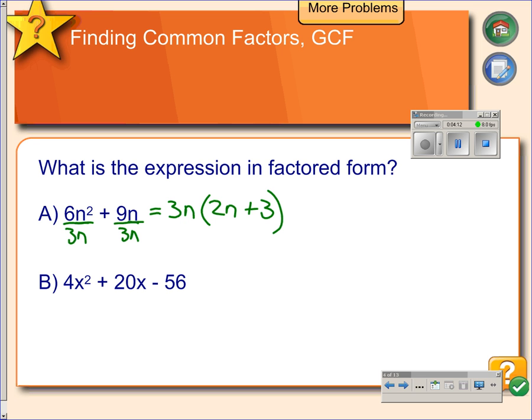On the second example, our GCF is just 4 with no common variable. So if we factor out 4, we get x squared plus 5x minus 14, like so.